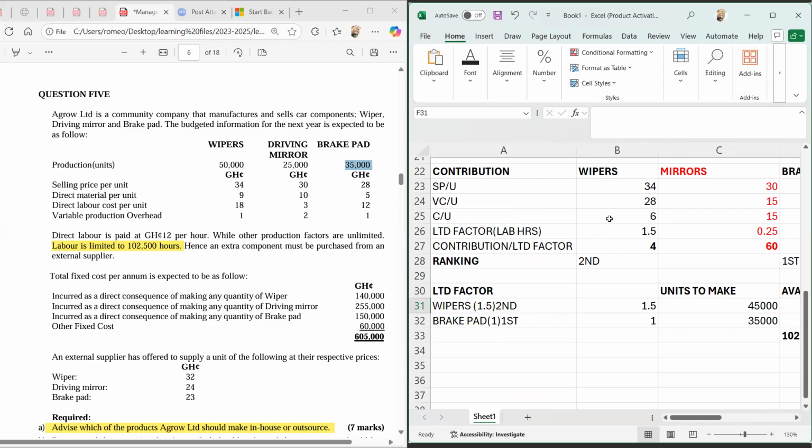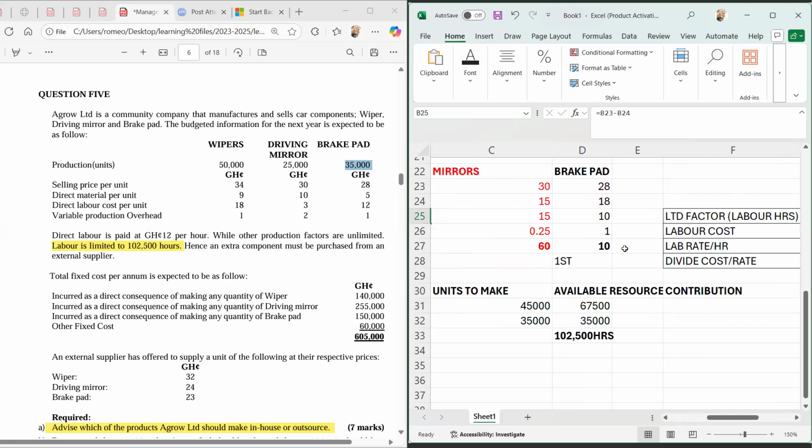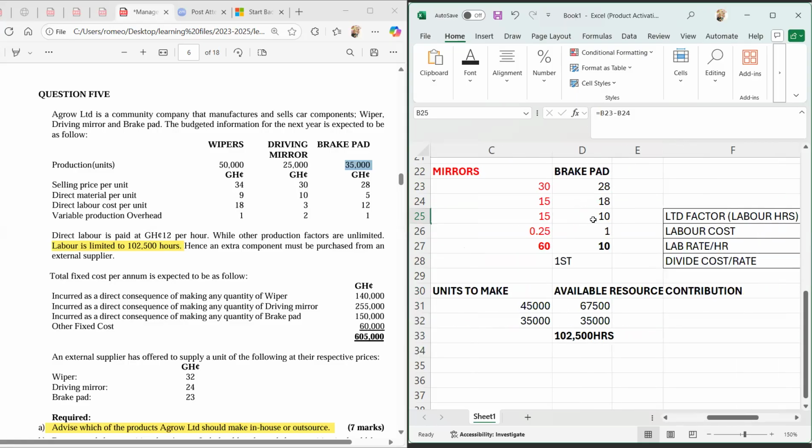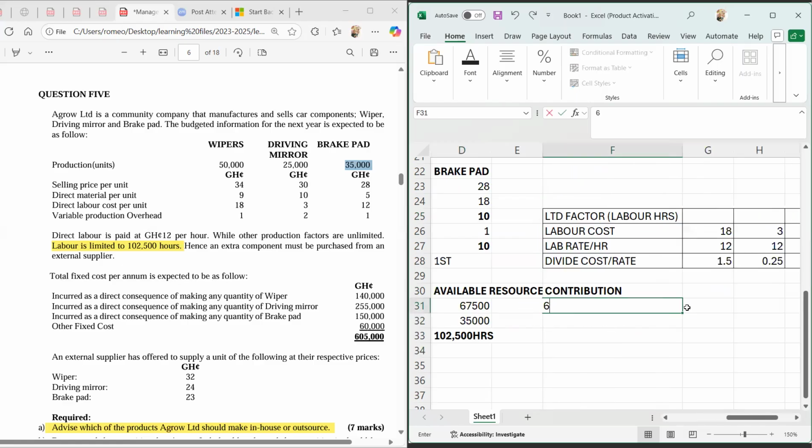No, you use this one, not the one with the limiting factor. This ranking over here just guides you. The contribution per limiting factor will guide you to choose your items. But this is the main figure that you use: the 6 and the 10. Yeah, so 6 and your 10.